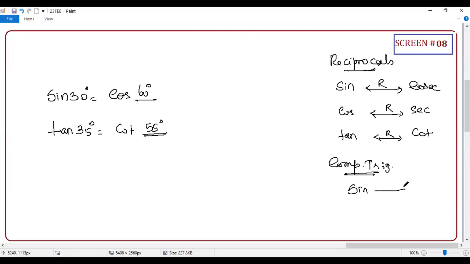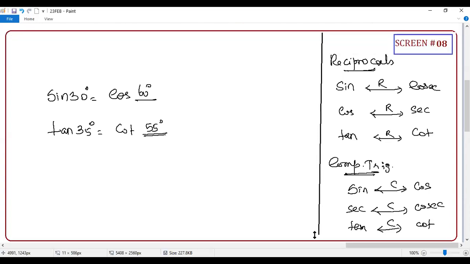Sine complementary is what? Cos. Sec complementary is what? Cosec. Tan complementary is what? Cot. Anyone can find that for one set of ratios there is a beautiful relation. Can you tell me what that is? By seeing it itself. It's very important. You have to feel it.